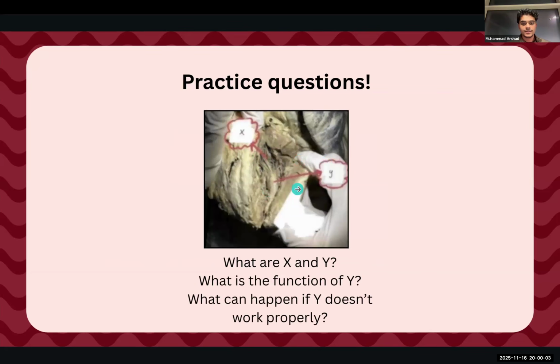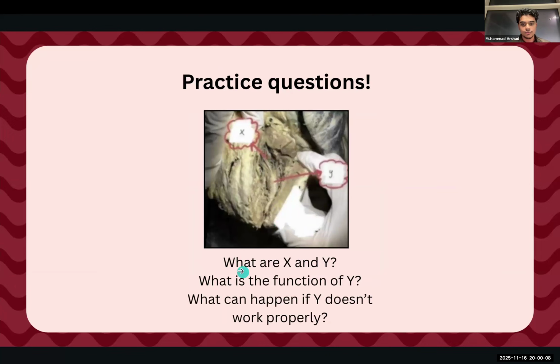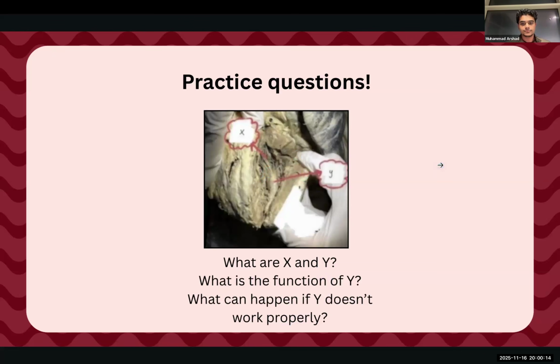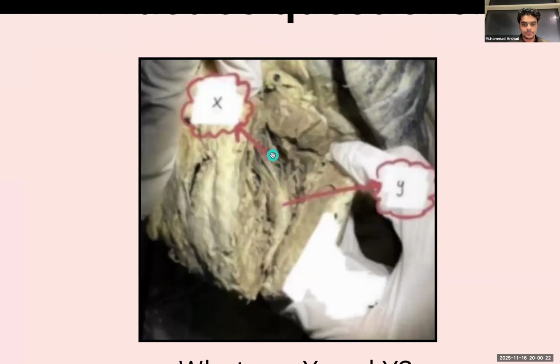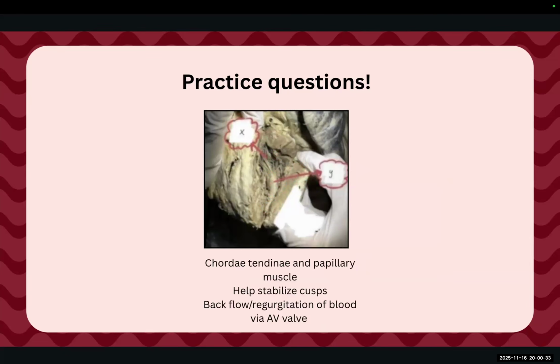Okay. Can somebody else unmute and tell me what X and Y are? What is the function of Y? And what can happen if Y over here doesn't work properly? Y is a papillary muscle. Yep. X are chordae tendineae. Yep. The function of Y is to anchor the chordae tendineae, and if it doesn't work properly, during ventricular systole, blood will flow back into the atria.